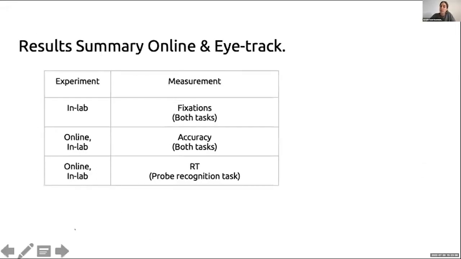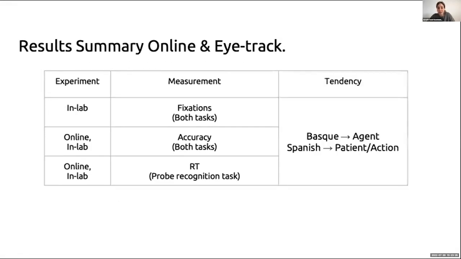So we measured fixations to event pictures in the in-lab experiment using eye tracking, and then we also measured the accuracy for both tasks and the reaction times for the proof recognition task. And this was for both experiments, for both the online and the in-lab versions of the experiment.